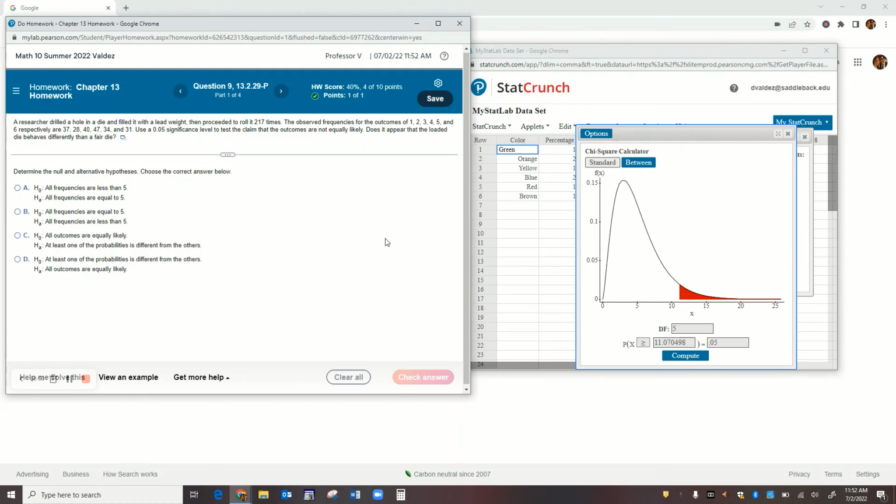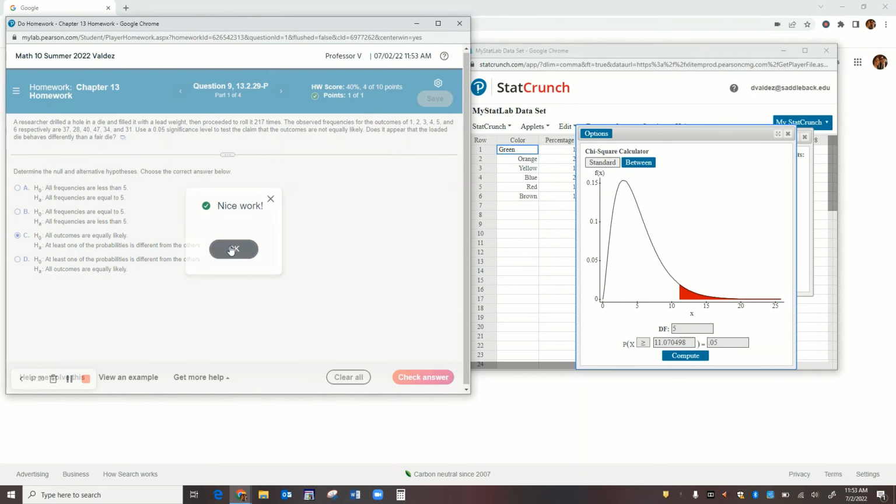Okay, so what's the null and alternative hypotheses? No one's talking about things being equal to 5, okay? All outcomes are equally likely, yes, because when you roll a fair die, all outcomes should be equally likely, right? 1 out of 6 chance. And then alternative, at least one of the probabilities is different. D has them reversed. That doesn't make sense. Remember, null always includes equality, either an equal sign or a statement involving equality. So that's the correct answer.